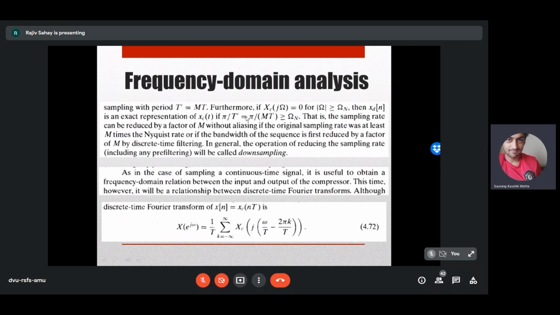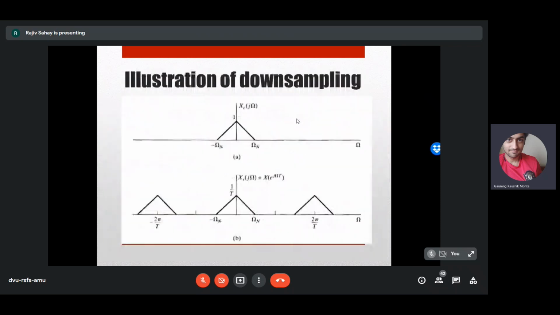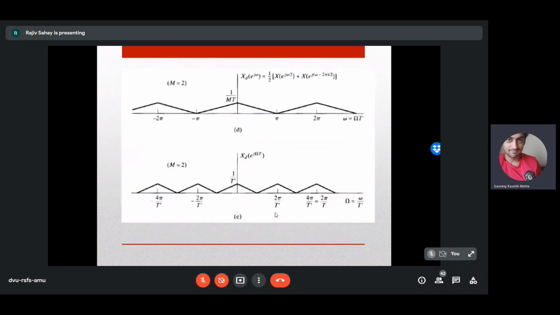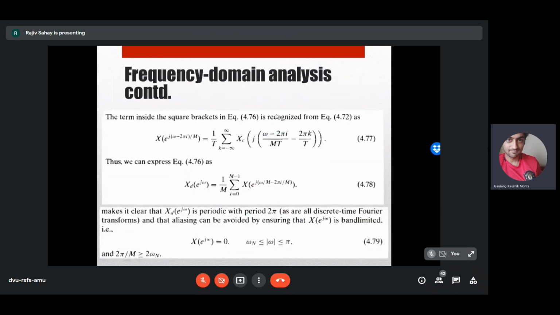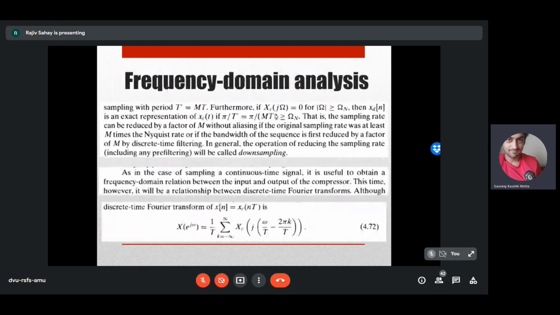So π/T' equal to π/(MT) should be greater than or equal to Ωn. That means Ωn should be less than the folding frequency. This is your π/T. As soon as you downsample, the bandwidth will expand, and the decimated signal bandwidth will become like this. Okay, we'll come to this a little later. First, let me derive all the equations.